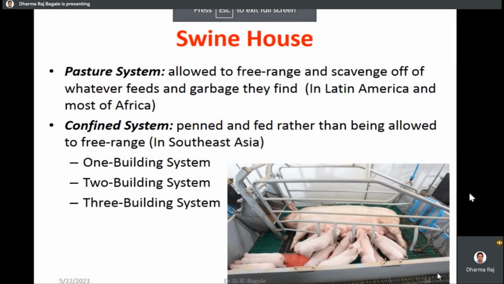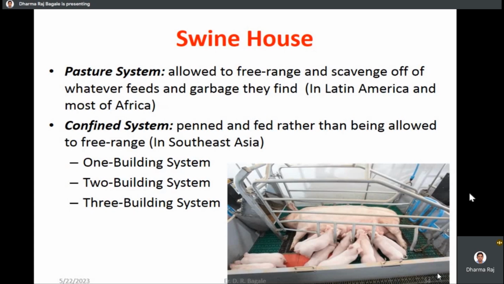In many Latin American and most African countries this pasture system is found, and in our case also, in the traditional method of rearing swine, we can find the pasture system. But in commercial farming, mainly in Southeast Asia, confined or penned houses are more popular rather than free range.